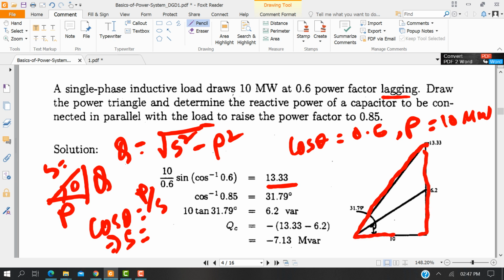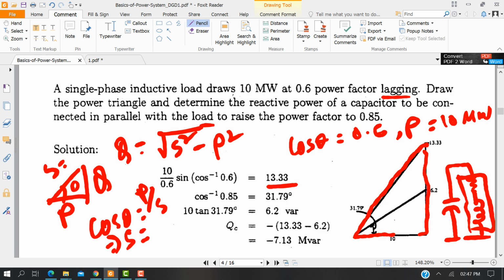So now we see that we need to determine the reactive power of a capacitor to be connected in parallel to the load. So here there is an inductive load. This is a load. If I add a capacitor in parallel here, it is important to mention that if I add the capacitor in parallel with the inductive load, then the overall power factor will be improved, because the capacitor improves the power factor. Later on we will see this in the power factor improvement section.